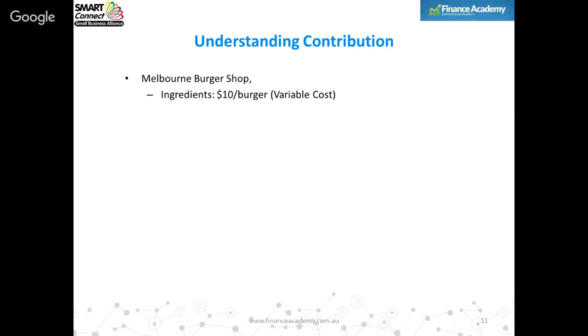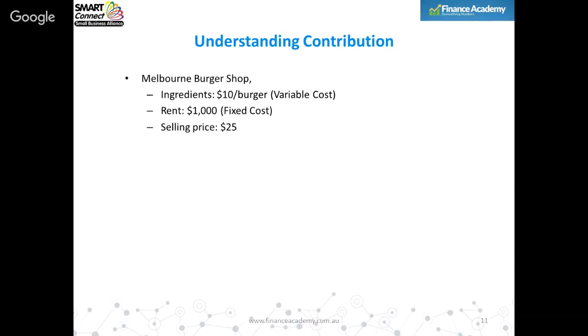As I mentioned before, cost this business incurs to make one burger is $10. So ingredients will cost this shop $10 to make one burger, which is the variable cost. Let us imagine the rent is $1,000 for 1 month, which is the fixed cost.